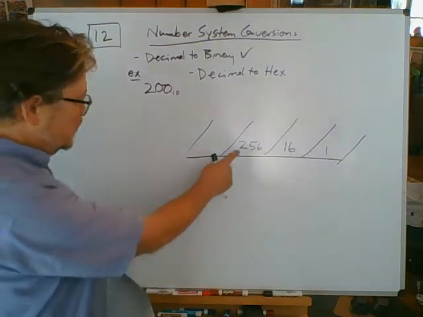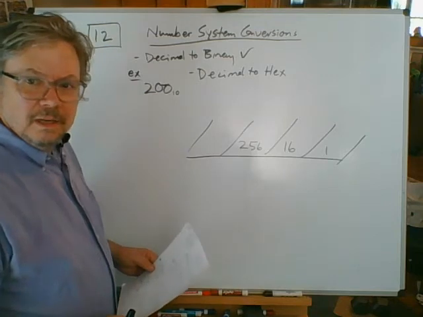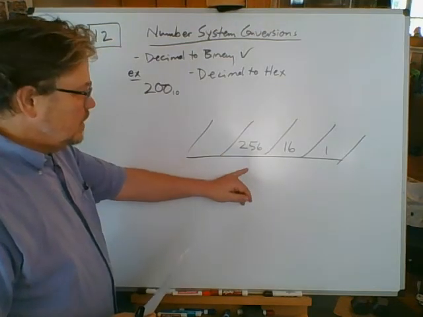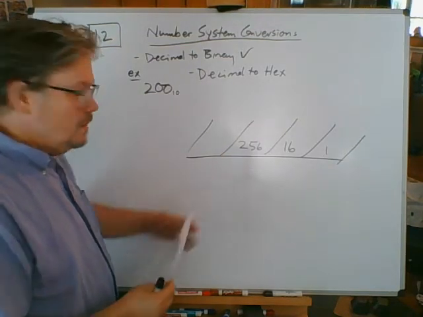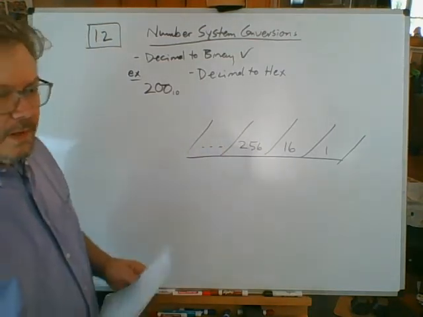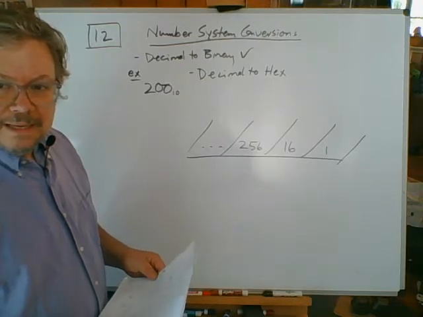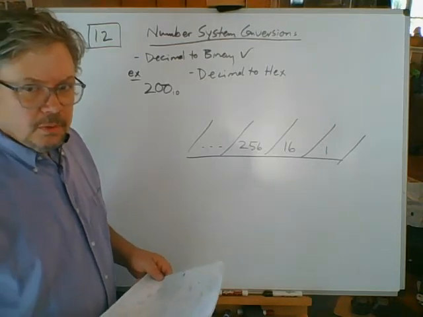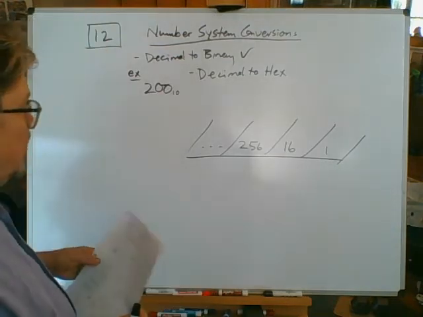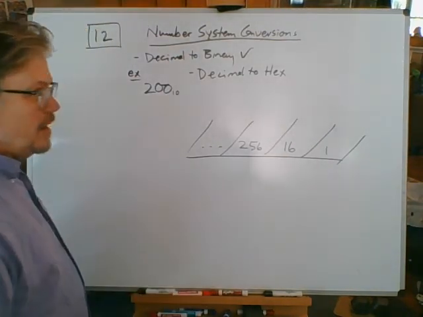Why? Because 256, we can't even get a chunk of 256 out of 200. So that's too big. We're not going to get anything in that column. That's going to be a 0, and so are all these other columns. If we filled those in, it's just going to be padding fluff, just a bunch of marshmallow zeros that don't add anything to the magnitude of the number. Now, all we got to do is figure out what to put in the 16 column.